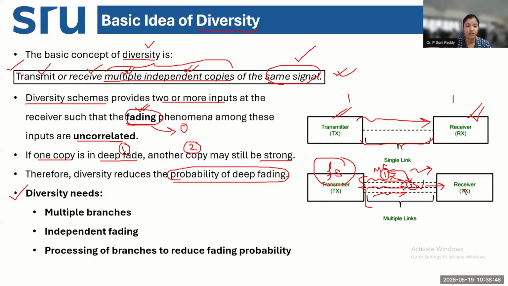So the fundamental requirement of implementing diversity in a wireless communication channel is that it should have multiple branches. That means multiple communication channels, multiple signals being generated between the transmit and the receive section. Each of the signals should be independent of each other. That means each signal will have a different effect of fading. Each multipath component 1 and 2 will have a different component of fading, and if one is lost because of deep fading, the other component will reach the receiver. So the probability of the signal being lost due to destructive interference can be overcome.